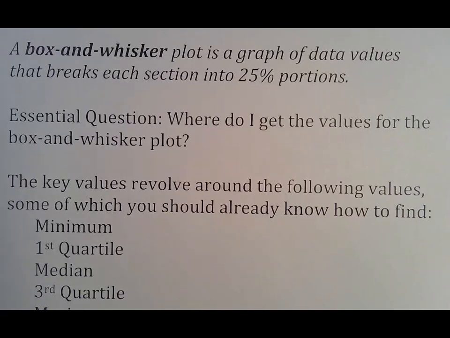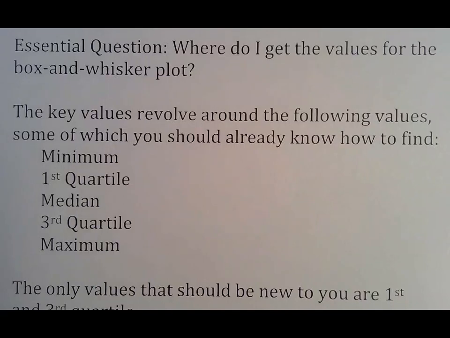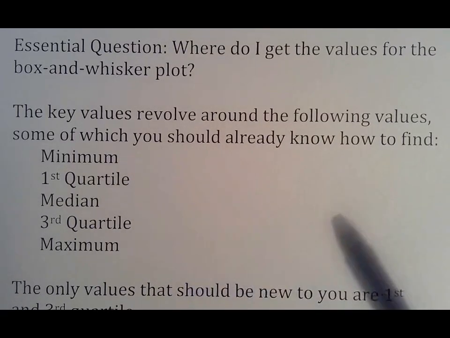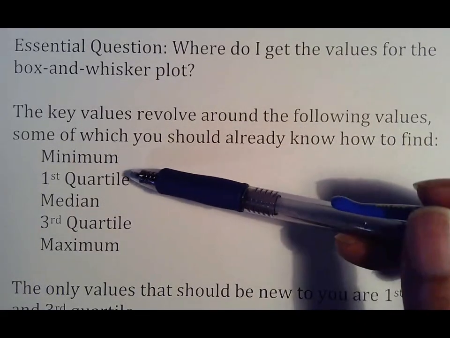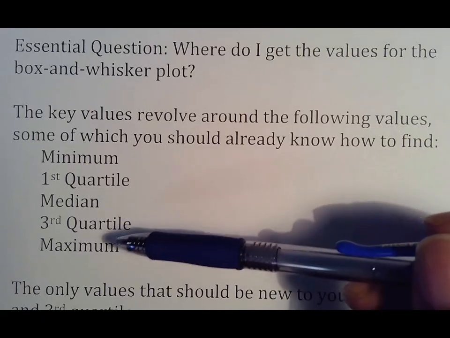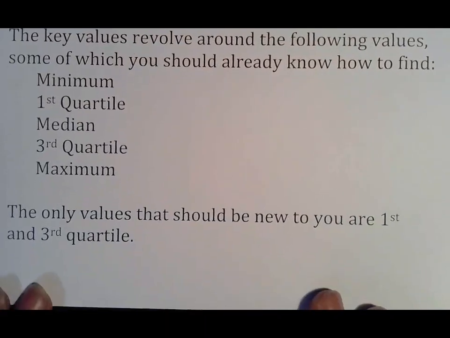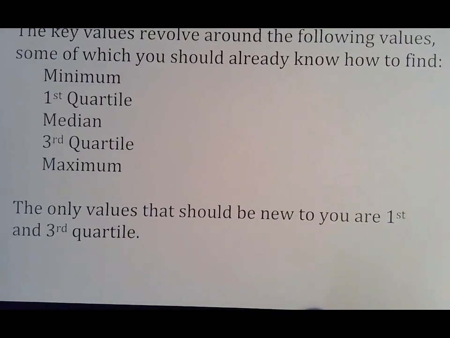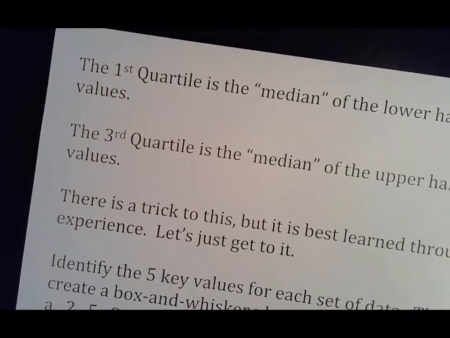So where do you get the values? The key values revolve around the following points, some of which you should already know how to find. Actually, you know how to find all of them, you just don't understand what they are. The minimum is the lowest value. First quartile I'll discuss. Median we know how to find. Third quartile I will discuss. And the maximum we should also be able to find. So the only values that are new to you are the first and third quartile. But really they're not new. It's just figuring out how to use them effectively.